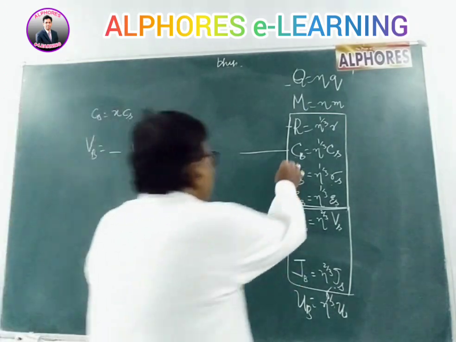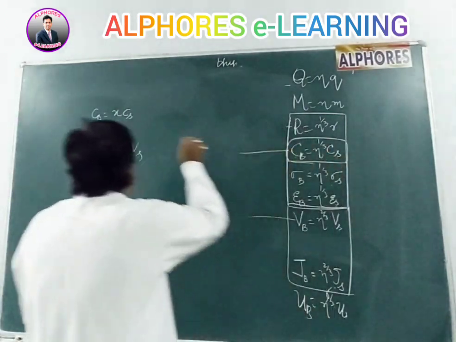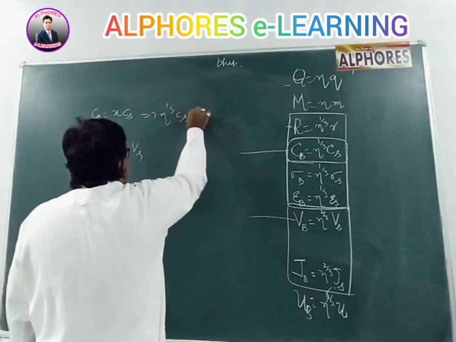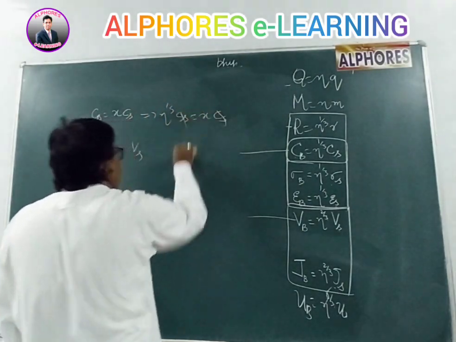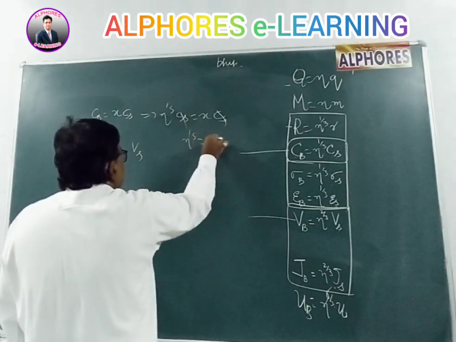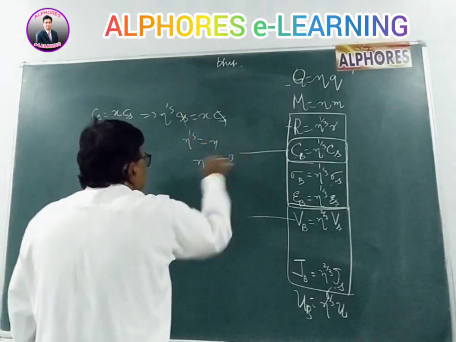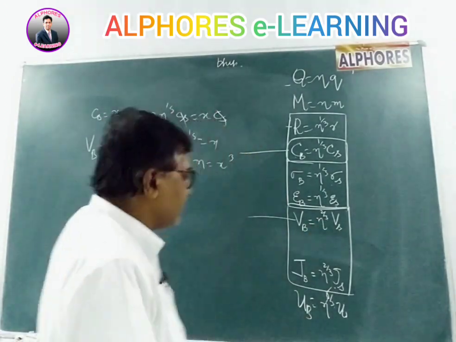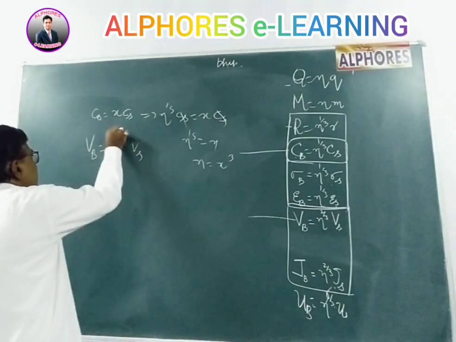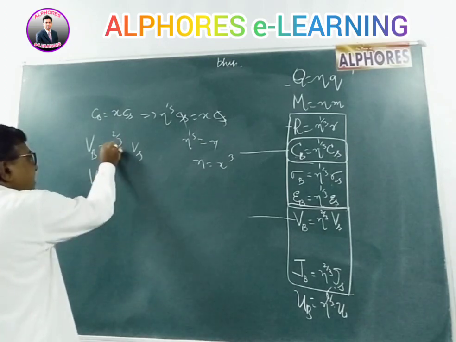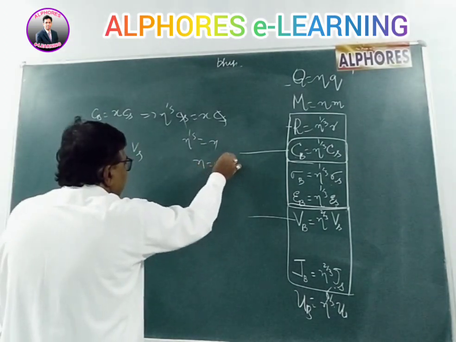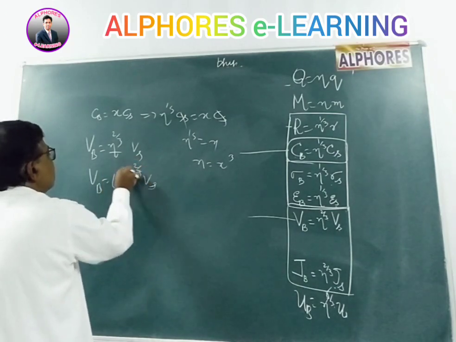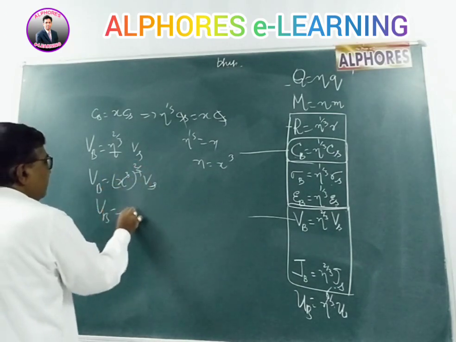Well, given capacity of the bigger one, we know capacity big is n power 1 by 3, capacity small is x times Cs. So n power 1 by 3 is x, so n is x cube. Well, I want the potential, it is n power 2 by 3 Vs. So potential, he didn't give you n, he gave you x. So x cube to the power 2 by 3 is Vs. It is cancelled. So V big is x square.